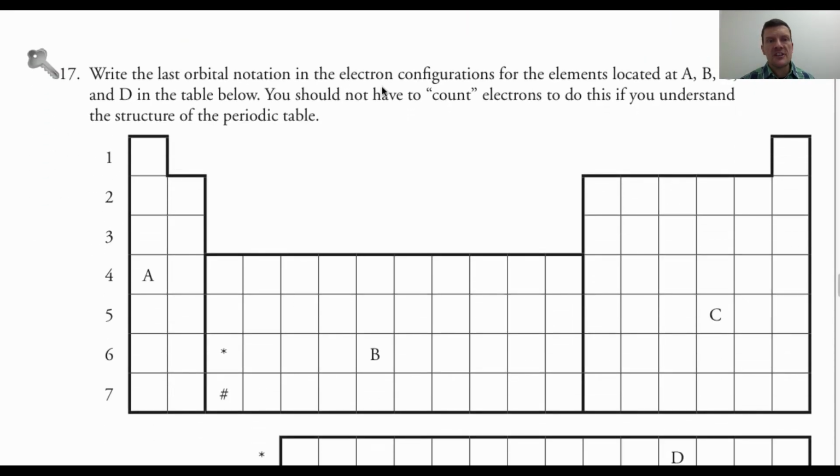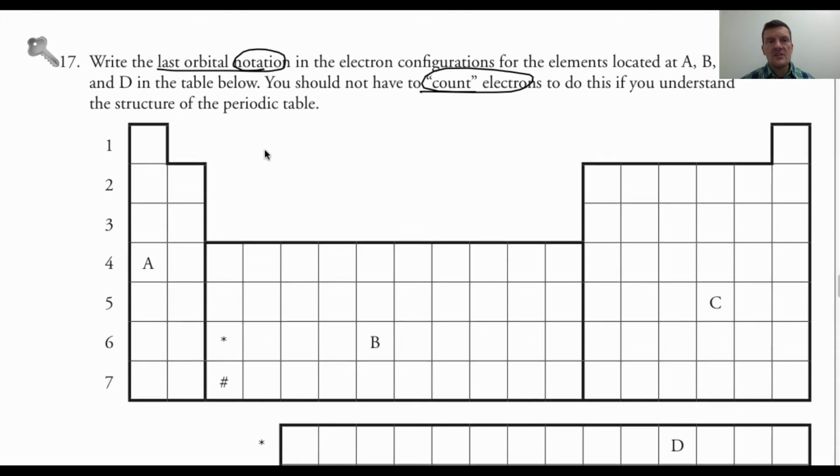Write the last orbital notation in the electron configurations for the elements located at A, B, C, and D in the table below. You should not have to count electrons to do this if you understand the structure of the periodic table. So all it's asking us to do is write the last orbital notation, the last one. All we really need to know is where it is located in reference to the row, and where it is located in reference to the column. And we should be able to write the last portion of the electron configuration.